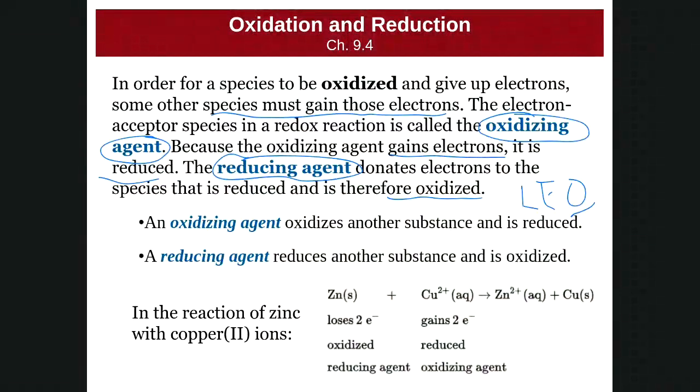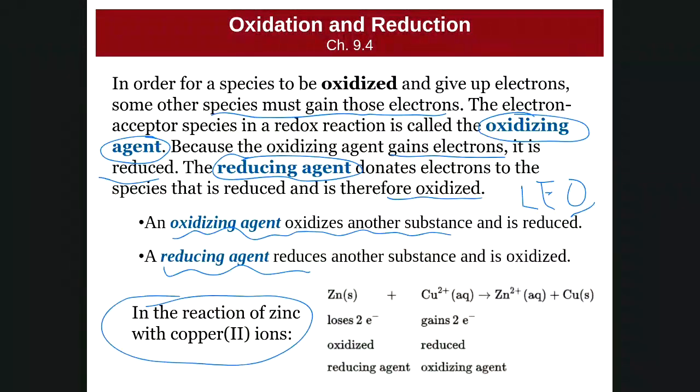So that's summarized here. An oxidizing agent oxidizes the other substance, which means that it is reduced. Because one is oxidized, the other is reduced. A reducing agent reduces the other substance, so it is oxidized. They're opposites, always. All right, so in our reaction that we just saw before with zinc and copper, zinc solid is losing its electrons, it's being oxidized. Copper is gaining its electrons, it's being reduced. Gain, reduce, lose, oxidize. Leo the lion goes grr. All right, so the thing that is being oxidized is the reducing agent.